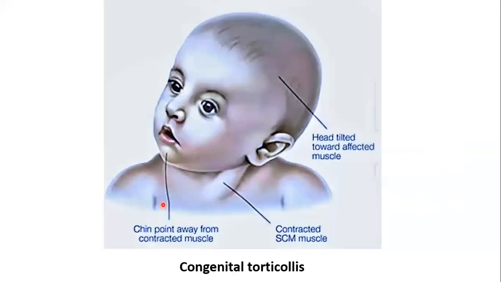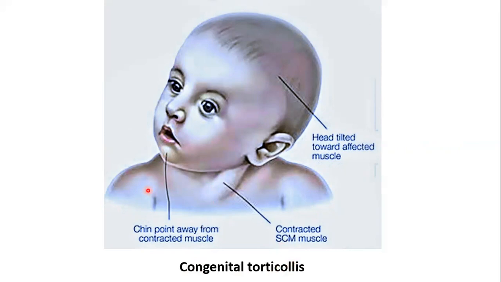This is the thing. So this is a chin pointed away from the contracted muscle. This is the contracted and fibrous muscle, so the chin points opposite to that. And the head is tilted towards the affected side. This affected side is held that way, and the chin is opposite to that, away from the contracted muscle. This is the position of the head. This is the torticollis, also known as wry neck.